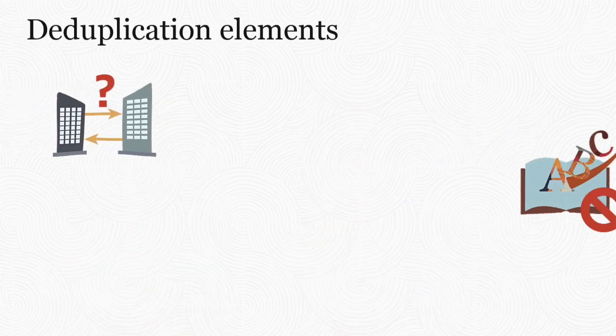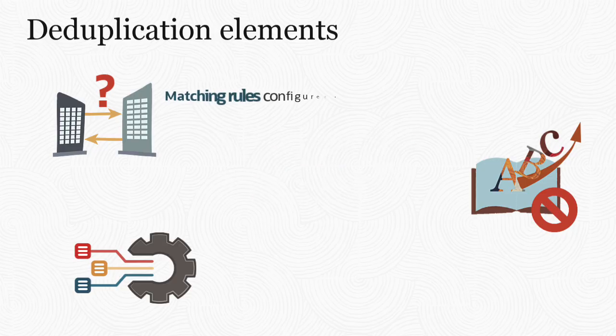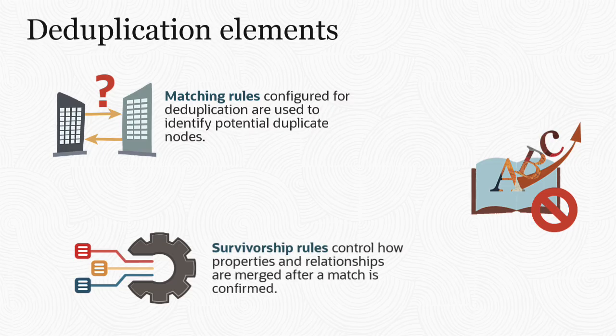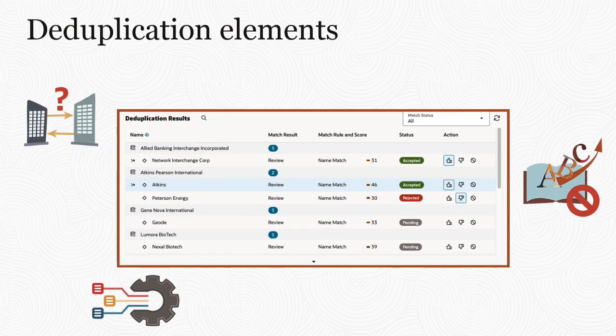When creating matches, deduplication uses many of the same elements as matching and merging request items. Matching rules configured for deduplication are used to identify potential duplicate nodes. Survivorship rules control how properties and relationships are merged after a match is confirmed. And matching stopwords can be configured to ignore common words such as "the" and "company" from being used.